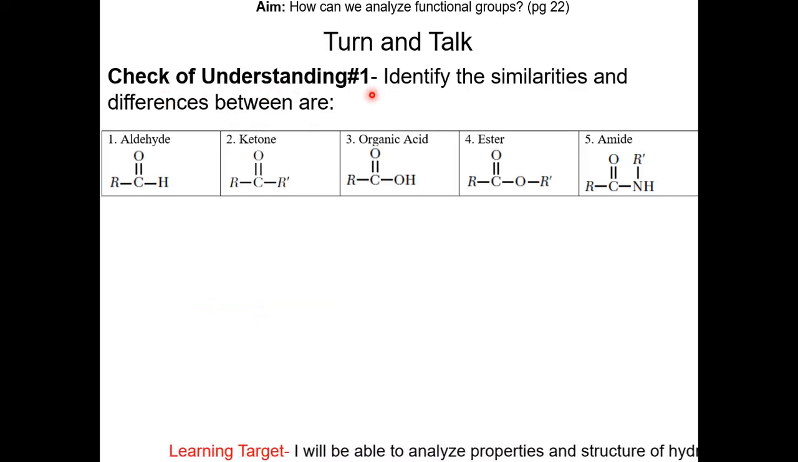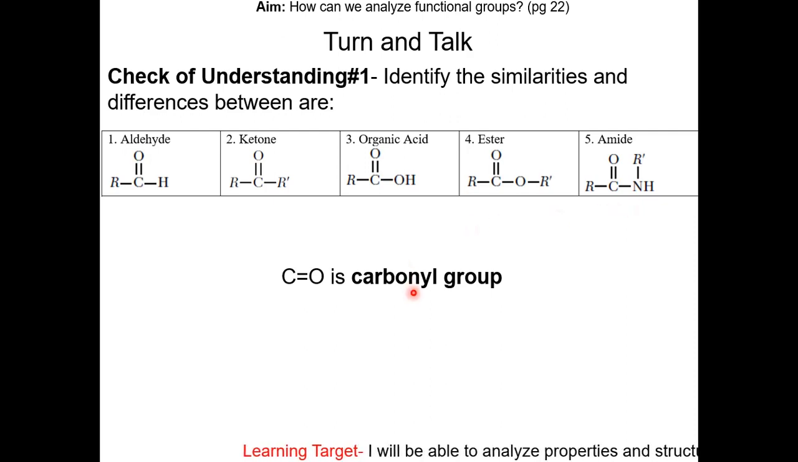Check of understanding number 1. Identify the similarities and differences between the following. We have an aldehyde, a ketone, organic acid, ester, and amide. All of these have a C"O", which is called a carbonyl group. The difference is what is bonding with the carbon of the carbonyl group.